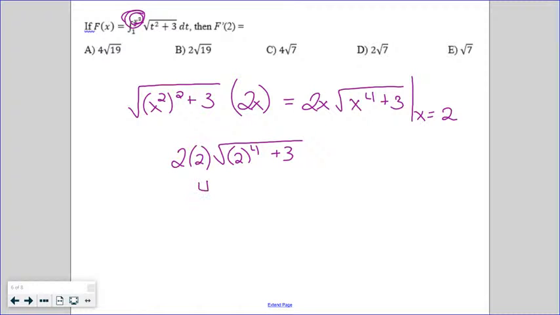Two times 2 is 4. 2 to the 4th would be 16, plus 3 would be 19, and that would match option A.